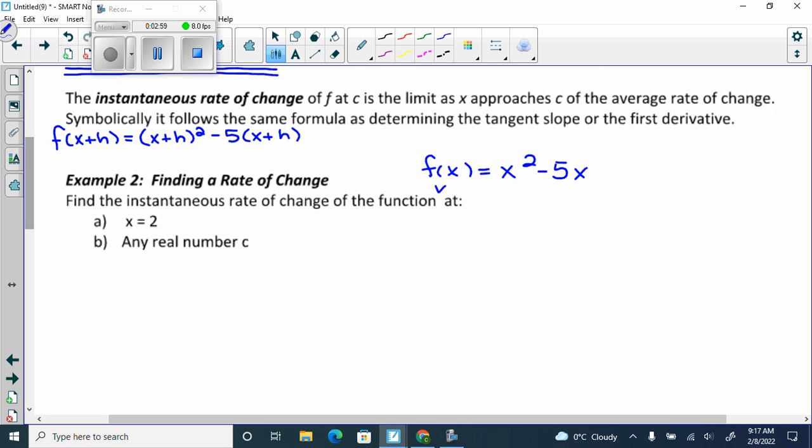Now, x plus h squared is not x squared plus h squared. x plus h squared is x plus h times x plus h. So you're going to get 3 terms, correct? Every time you do a binomial squared. So if you can't do this in your head, write out x plus h times x plus h and FOIL. Okay? So I'm going to get x squared, and then xh plus xh. So that's plus 2xh, and then plus h squared. And then I distribute minus 5x minus 5h.